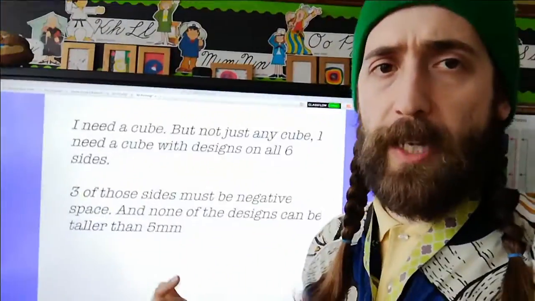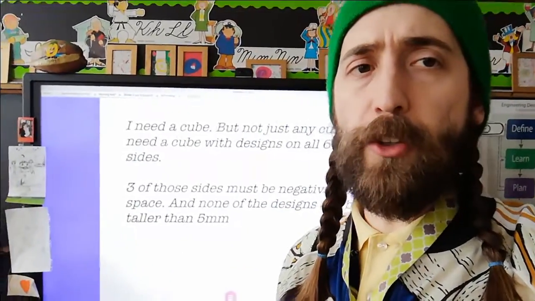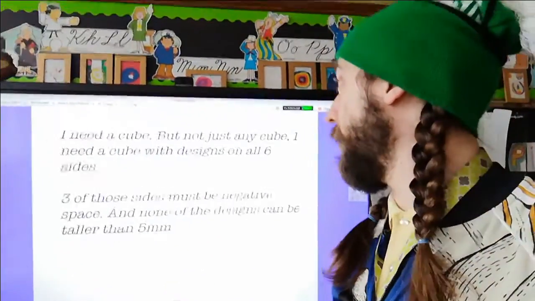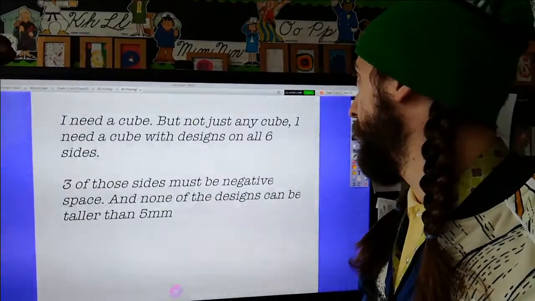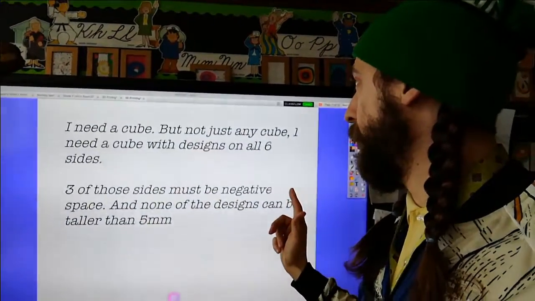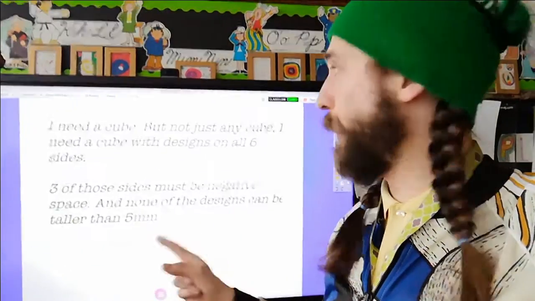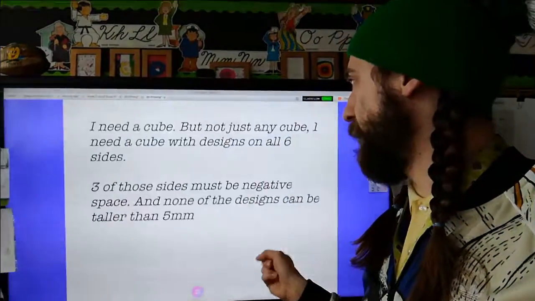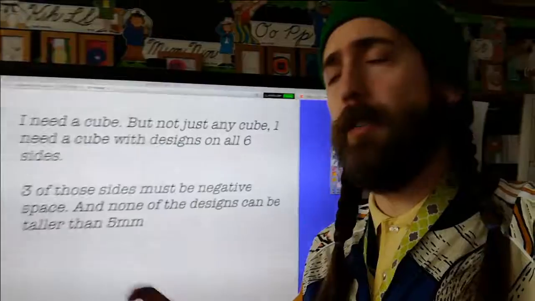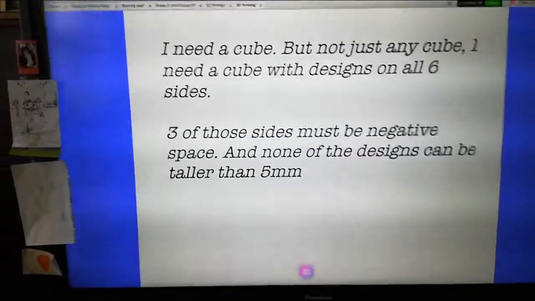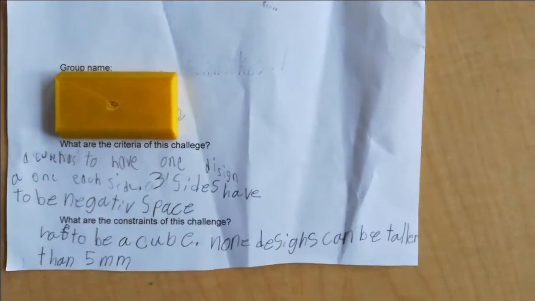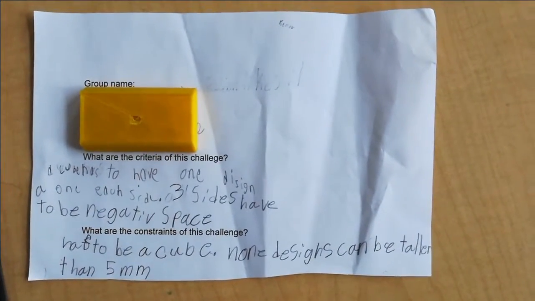So their first challenge, this is a practice challenge: I need a cube, but not just any ordinary cube. I need a cube with designs on all 6 sides. 3 of those sides must be negative space, and none of the designs can be taller than 5 millimeters. So after I had the students do that, I had them work with their groups to identify the criteria of this challenge and the constraints.